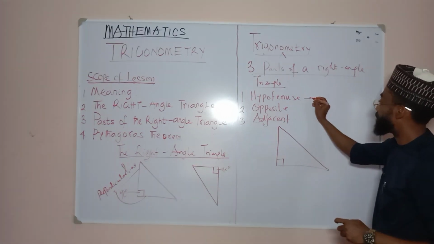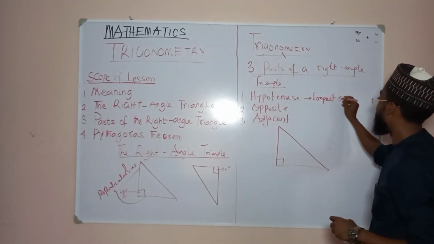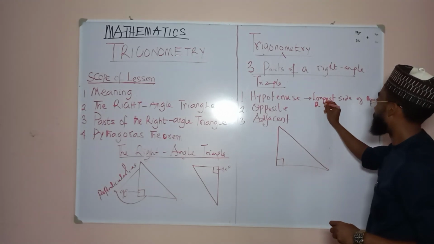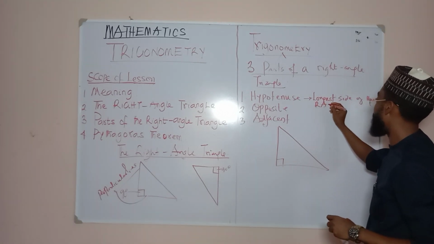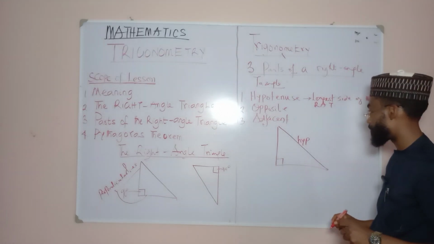The hypotenuse, we call it the longest side of the right angle triangle. The longest side of the right angle triangle. So this is referred to as our hypotenuse.